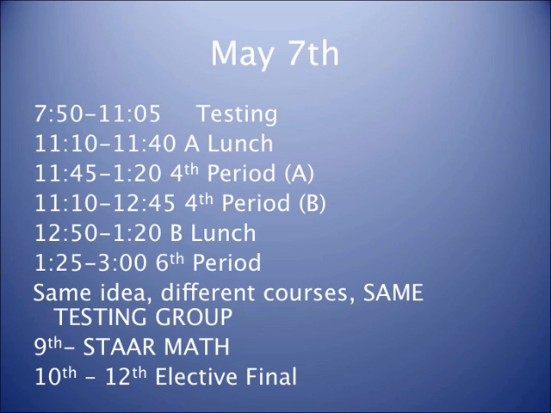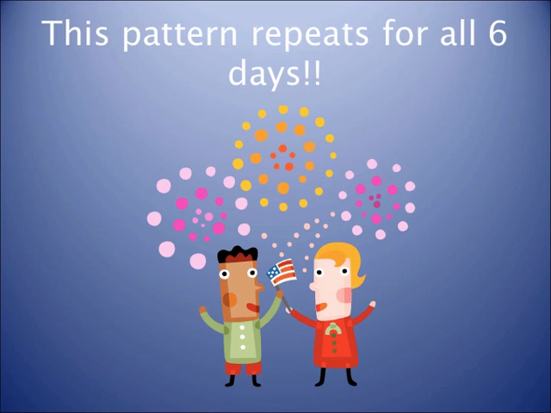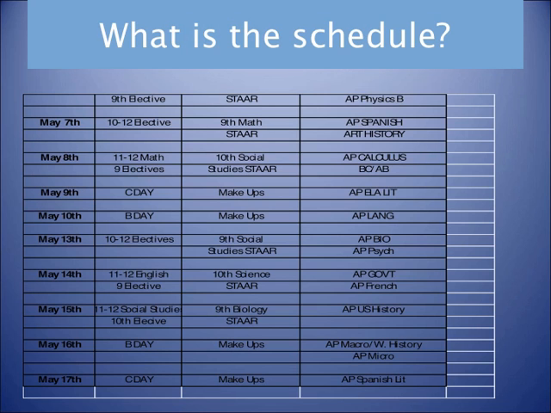So on May 7th, our 9th graders will now take the STAR math test. And 10th through 12th graders will take an elective final that day. And so the same thing that we just talked about on that slide that I kept going back and forth to, whatever your grade level is assigned that day is what you will do. They'll take a final from 7:50 to 9:50, 10-minute break, and then from 10 to 11:05, they'll return to the room for a study hall to prepare for the next day. This pattern repeats for all 6 days of testing. And so we'll look at the chart in a minute. Actually, we'll look at it right now.